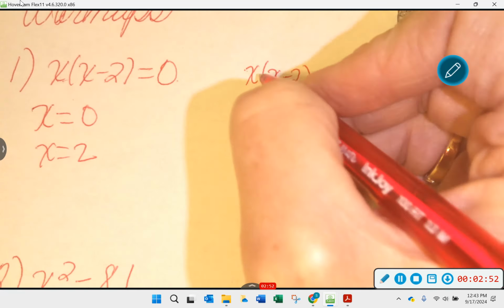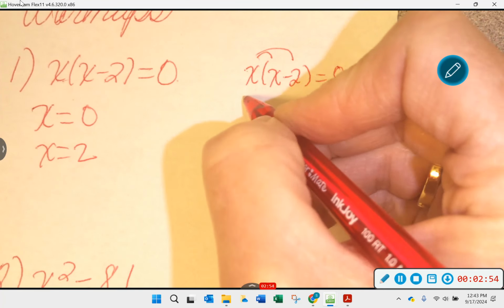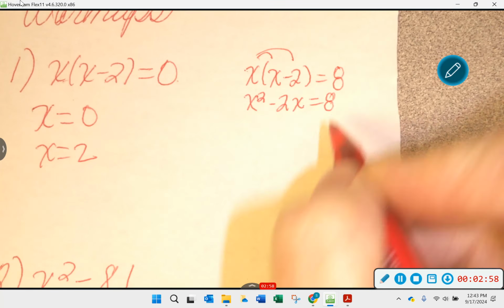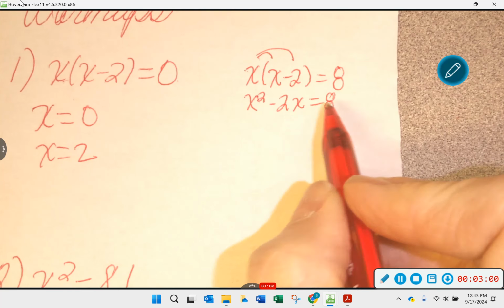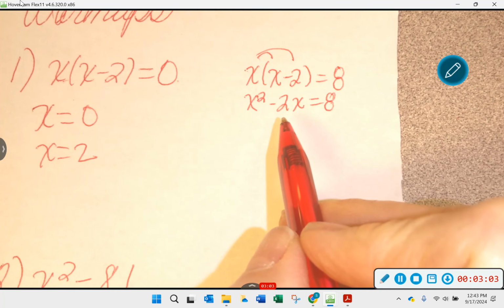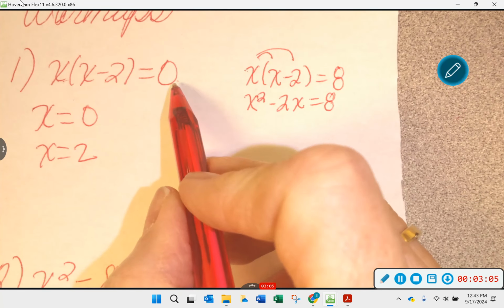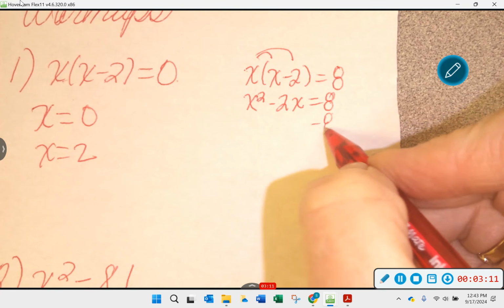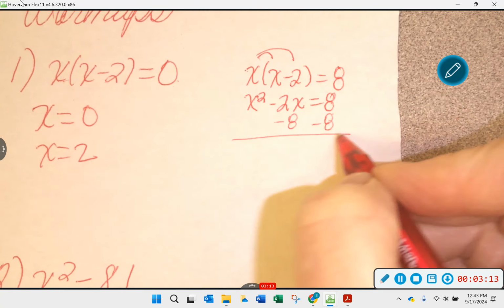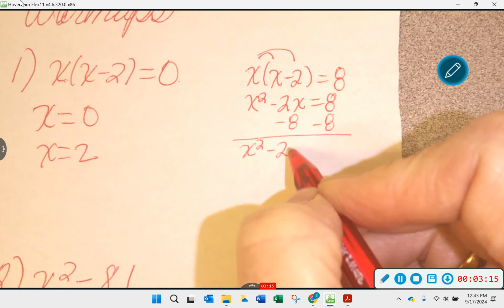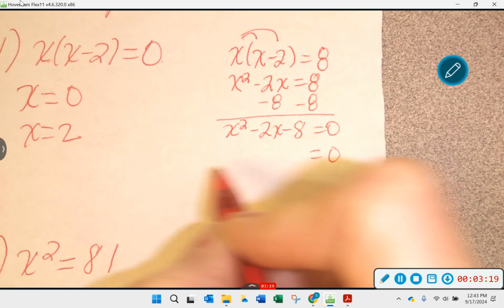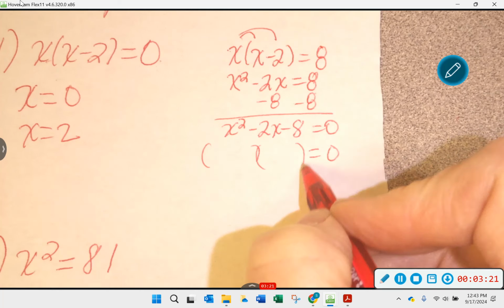This is what you'd actually have to do. You'd have to distribute this through and get x squared minus 2x equals 8. The key is that if we're going to use factoring to solve a quadratic, it has to be equal to 0. So how can I get this equal to 0? Subtract 8. So now I'm going to have x squared minus 2x minus 8 equals 0. And now I'd have to factor this.